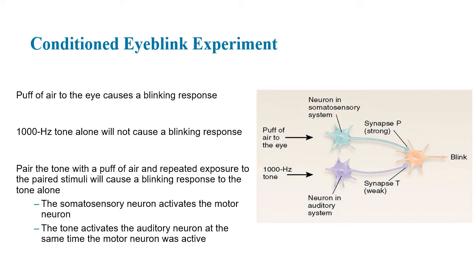And as you see here, the puff of air going to the blink is a strong connection. It's already basically a hardwired connection. That puff of air is going to cause a blink. The tone to the blink is a weak connection. It doesn't normally cause a blink. But through repeated pairing of the tone and the puff of air, this weak connection between the tone and the blink becomes a strong connection. So now the tone will cause the blink.